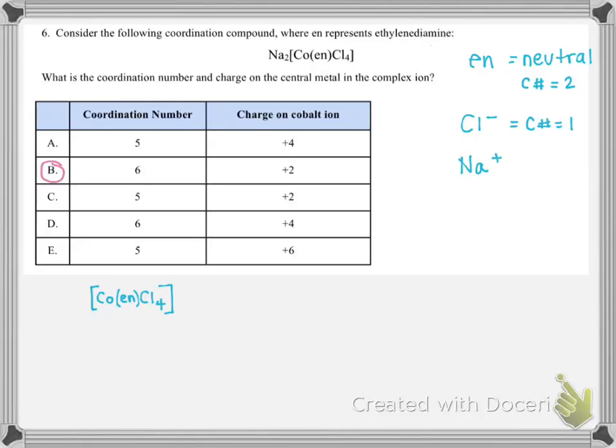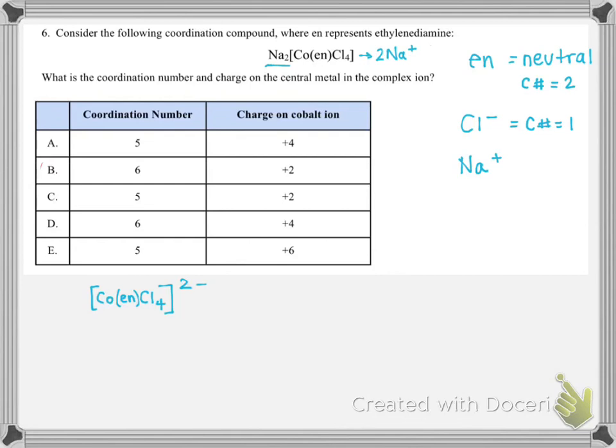Okay, for number 6, we have a cobalt complex, and its charge is balanced by sodium ions represented outside of the brackets here. And so to start this problem, I'm going to first dissociate away those sodium ions. And so each one has a positive charge, and so that means our complex will be left with a -2 charge.